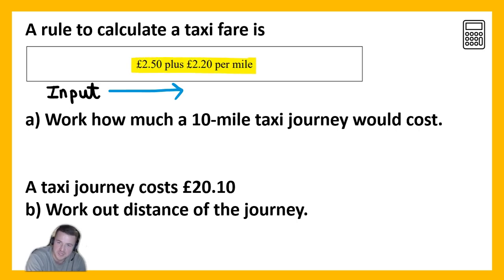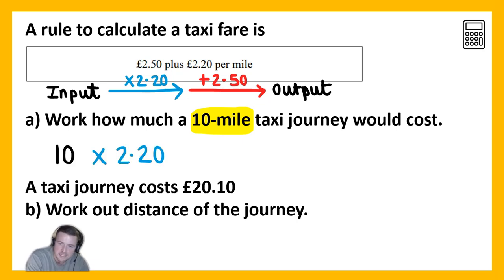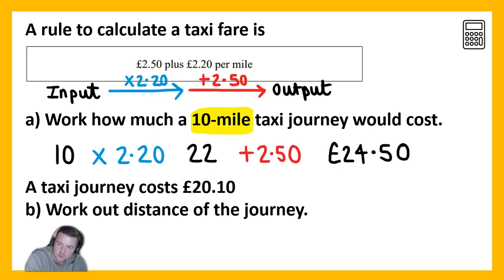The £2.50 is a set amount that we're adding on, whereas the £2.20 is for every mile. First, we'll need to multiply our input, miles, by 2.2 or £2.20 to work out the total cost of those miles before adding the £2.50 set fee. This will give me my output. So a 10-mile journey multiplying by £2.20 gives me £22, and then adding £2.50 gives a total of £24.50 for the 10-mile taxi journey.